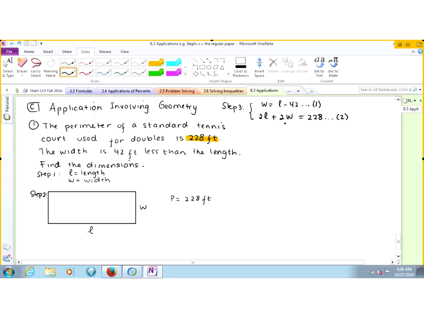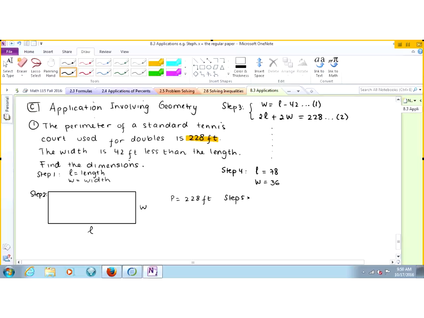Are you guys done? What is L and what is W? 78 and 36? Yes? Okay, so I don't have to solve this? Okay, so step 4. L is 78 and W is 36. So this is after you solve, okay? Now step 5.